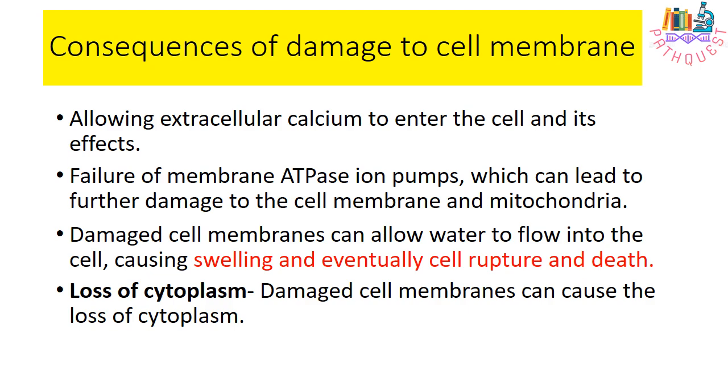Various consequences of damage to the cell membrane include intracellular accumulation of calcium resulting in its effects, failure of the membrane ATPase ion pumps which leads to further damage to the cell membrane and mitochondria, and damage to the cell membrane resulting in water inflow, cellular swelling, cell rupture and death, and loss of the cytoplasm.